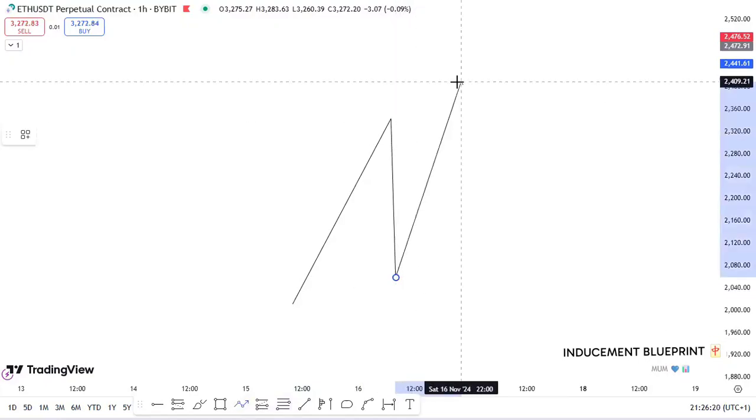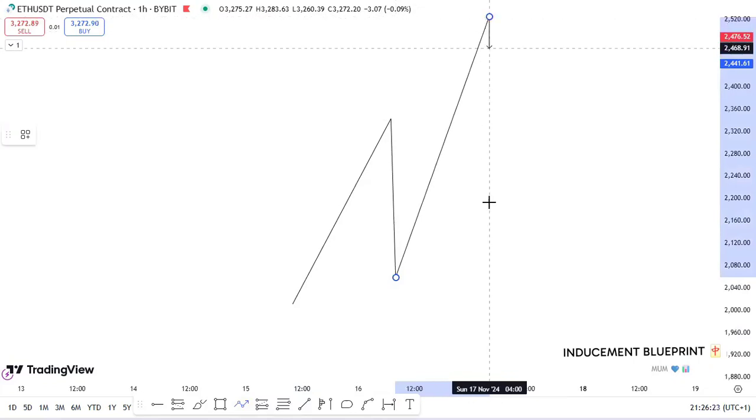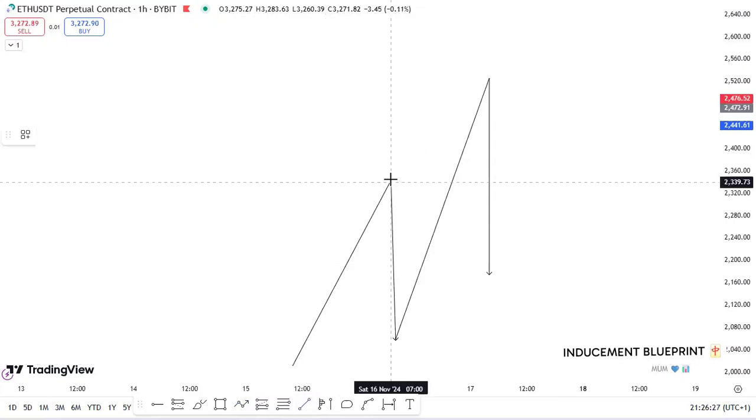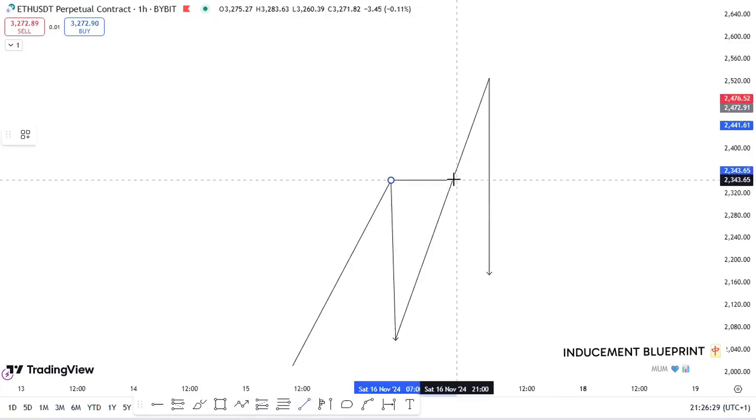Market will tend to break this high like this now, forming another bullish pullback like this. And then we call this a break of structure to the outside. So definitely this is where we get a break of structure.